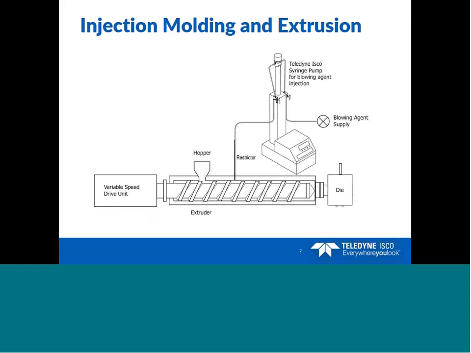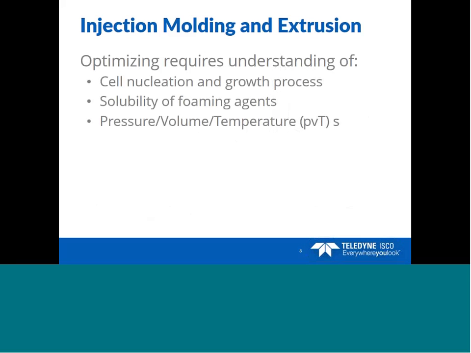While the pump is usually run in constant flow mode, it can be started in constant pressure in order to reach steady state faster, then switch to constant flow. This is a particularly useful technique when operating at low flow rates. Optimizing requires an understanding of the cell nucleation and growth process, solubility of foaming agents, and the pressure, volume, temperature, PVT, conditions.